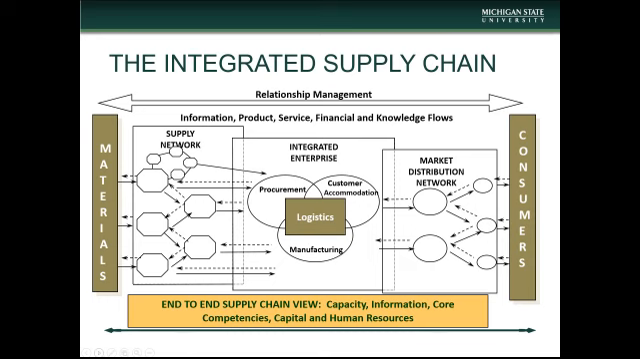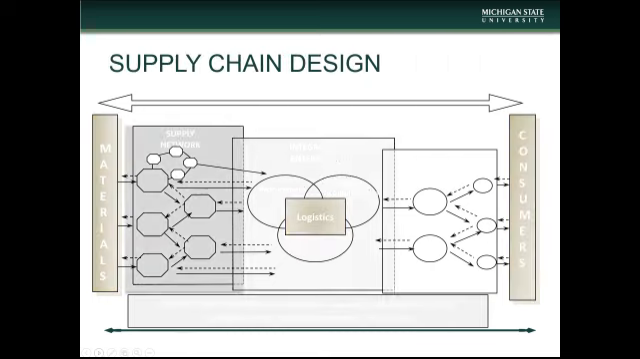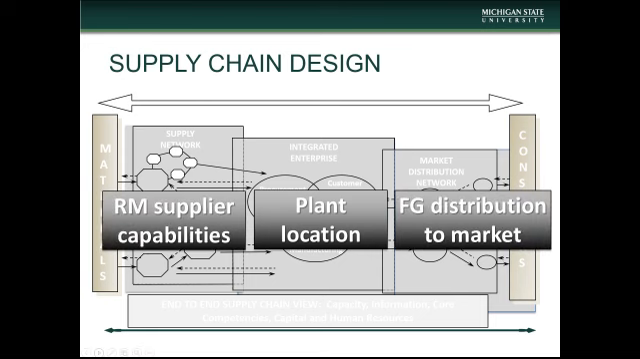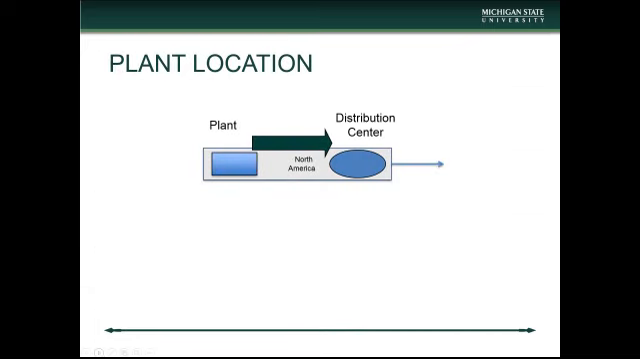Using this model as a backdrop, we can consider a basic strategic decision regarding where we should locate a plant facility. Like any key long-term decision, however, we must consider other factors, including finished good distribution and raw material supplier capability. In this diagram, we can see that the plant is co-located with the distribution center. When determining a plant location in SCODE, it is defined by geographic location as well as by capacity.